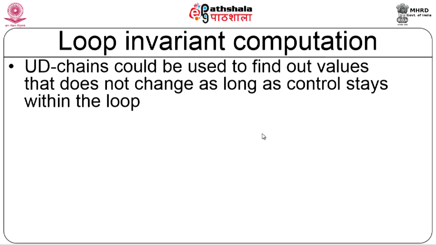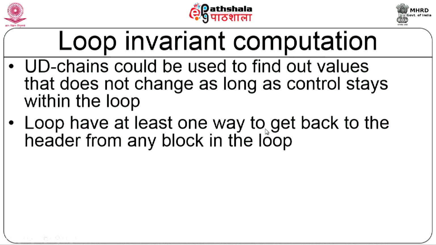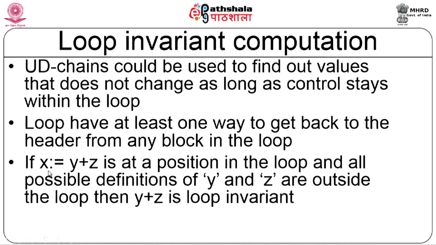So, that can basically be computed, and the loops can typically have at least one way to get back to the header from any block in the loop. So, this is one more requirement for identifying the loop invariant computation. Supposing x is equal to y plus z is at a position in the loop and all possible definitions of y and z are outside the loop, then I can consider y plus z is loop invariant. That is, within the loop y and z do not get changed, okay.